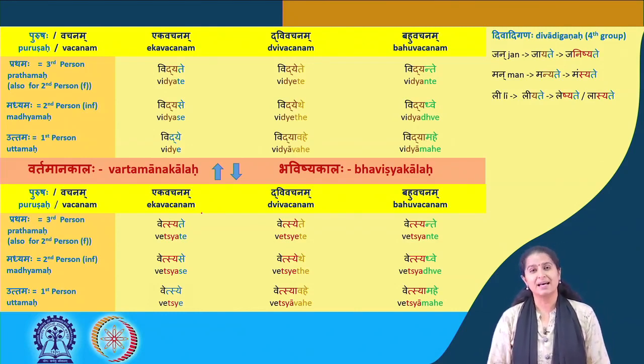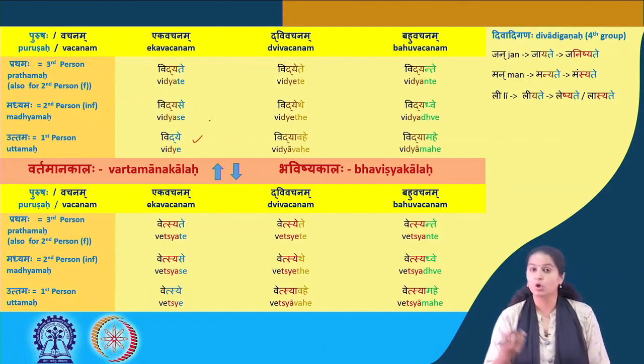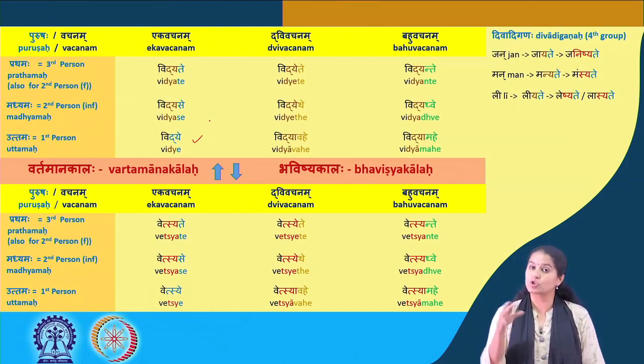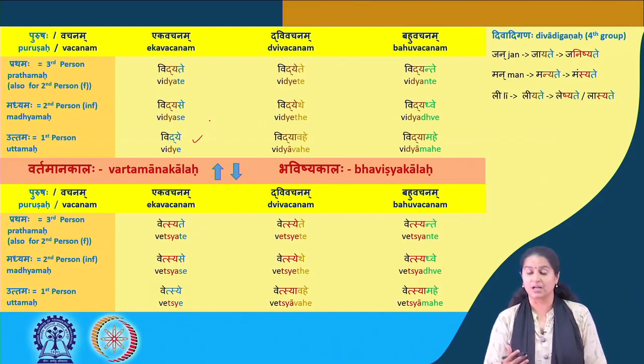If you want to say that I am in my house, how would you say that? I am in my house, using the verb vid. So aham vidye, kutra vidye, mama grihe. So aham mama grihe or swagrihe vidye. Uttamam. Let's move on to the Bhavishya Kala.